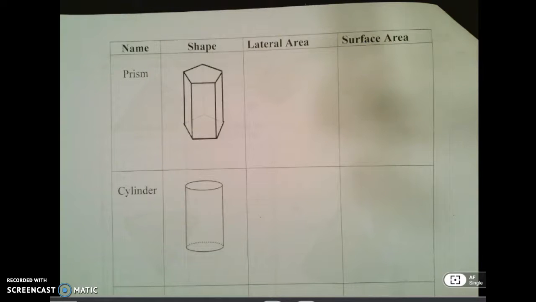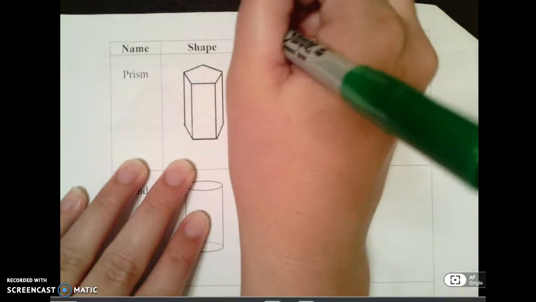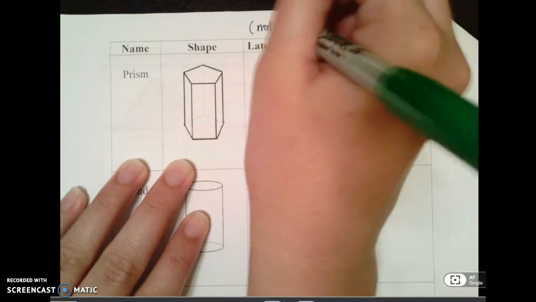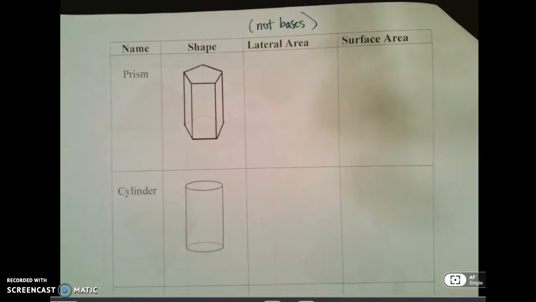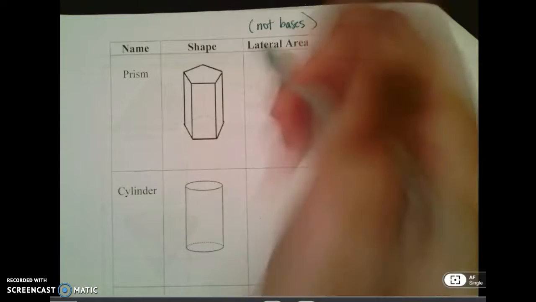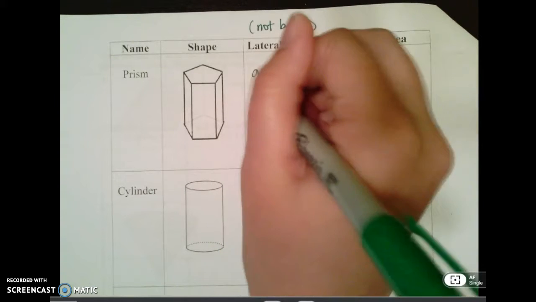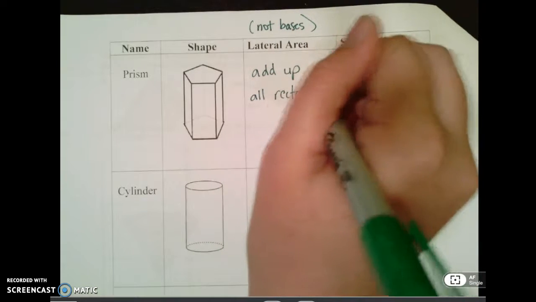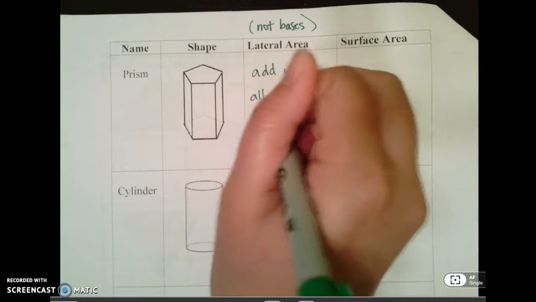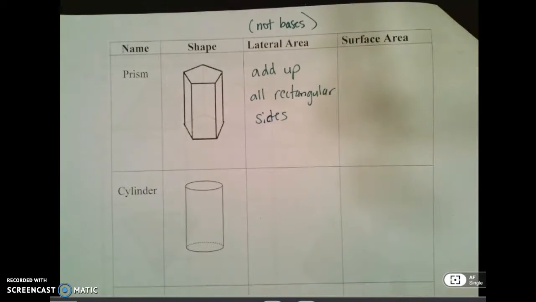Now in order to find lateral area, lateral area is the surface area of the figure that does not include bases. So if you want to put a little note, not base or bases. For a prism, this would be just the rectangles. So here I would add up all the rectangular sides. Your lateral area is only the sides, it doesn't include the base.